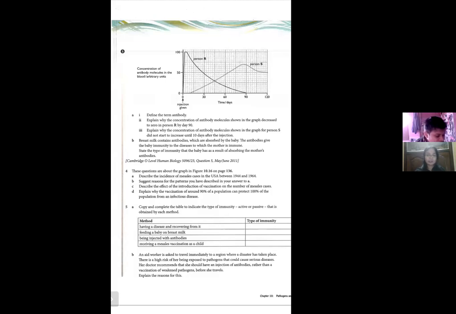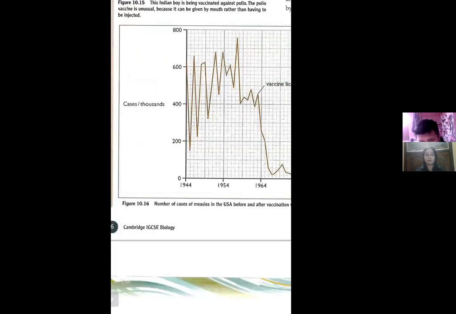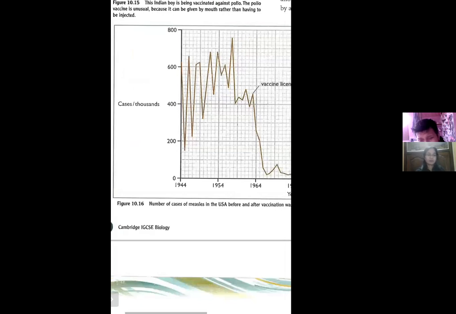Zooming in on this part. In thousands, you can see the number is given as 0, then 200, 400 and 600. From 0 to 200, how many small boxes? 10 small boxes. That means each small box indicates which number? 20. So the cases are in thousands.